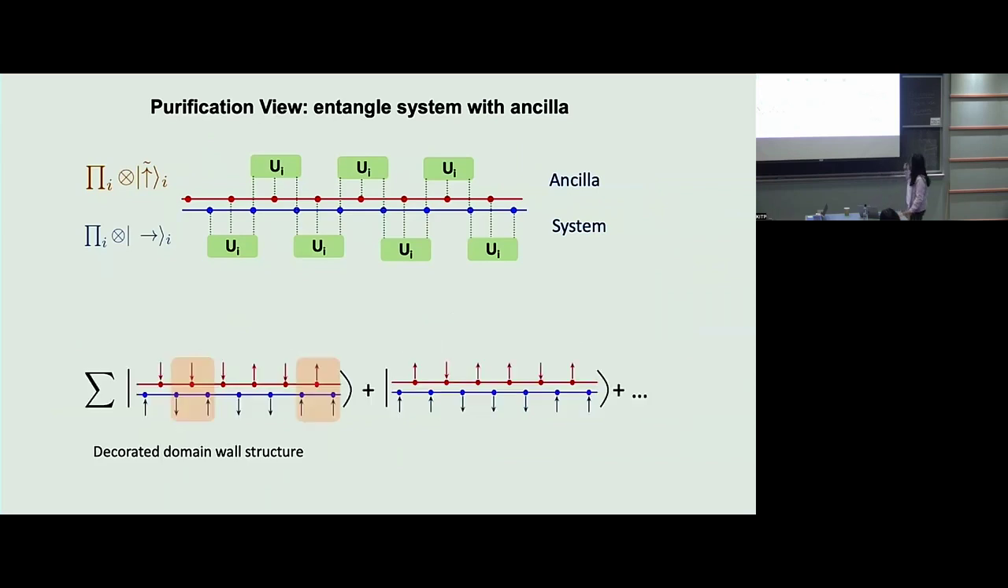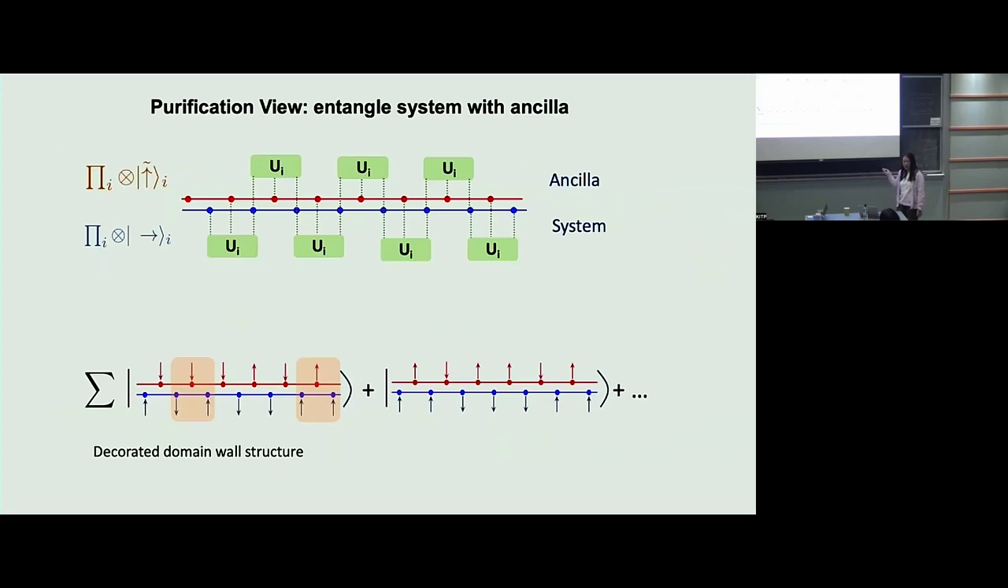And after I apply this unitary, I get a short-range entangled wave function. And this wave function has a decorated domain wall structure. So if I have two up spins from the system in between, the ancillary spin also has to be up. If I have up and down, then I have to decorate a spin down from the ancillary.